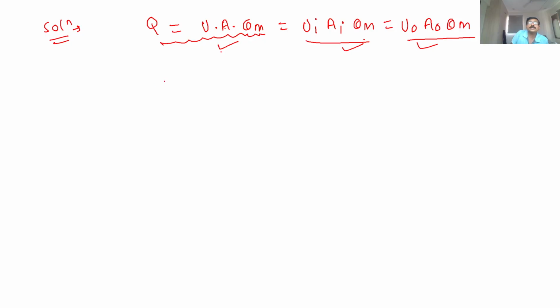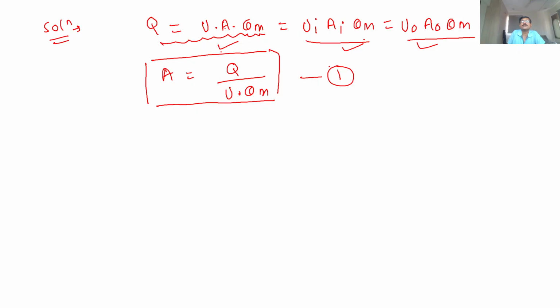So in this formula, what is area? Area is equal to Q upon U into theta m. Theta m is LMTD, the logarithmic mean temperature difference. So this is the basic formula to calculate the area. I will write this as equation 1. From this you will get area. So how to get Q first? If I want to know the area, I must know capital Q, the overall heat transfer coefficient U and the LMTD theta m. So let's do one by one.